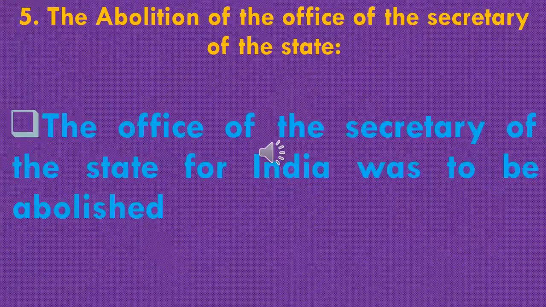The abolition of the office of the Secretary of State. The office of the Secretary of State for India was to be abolished. The titles of Emperor of India and King of England were dropped from the royal style.